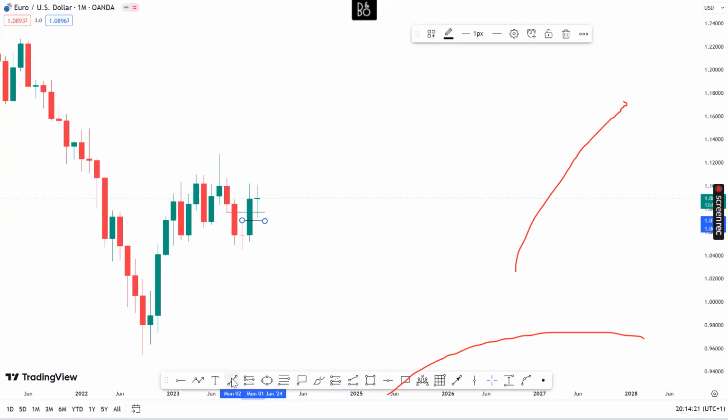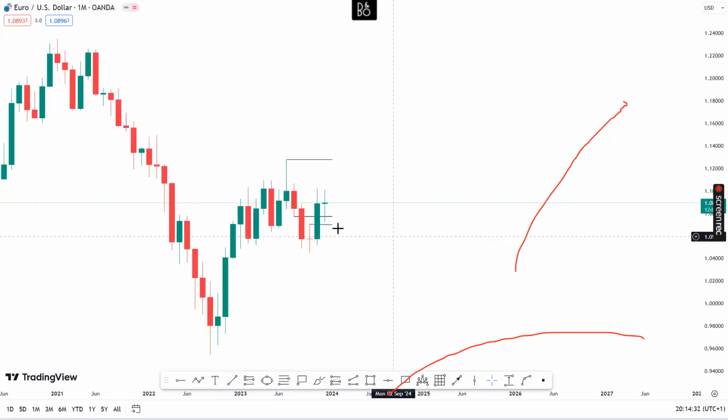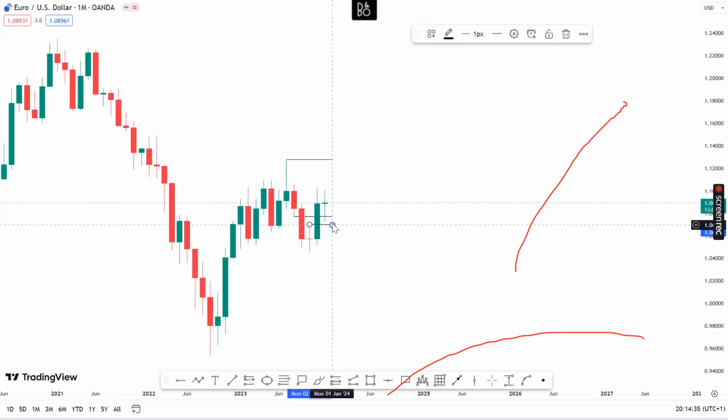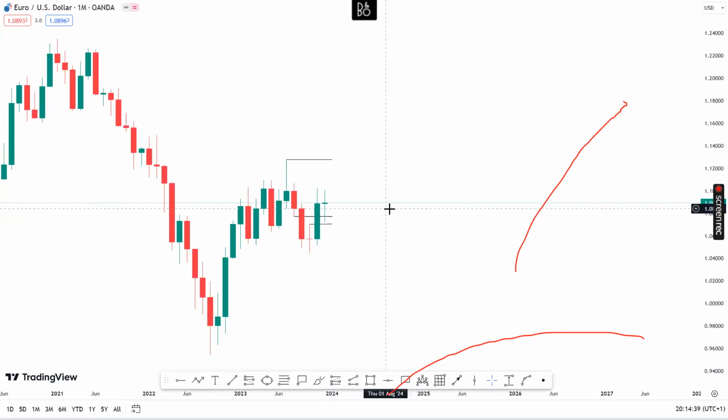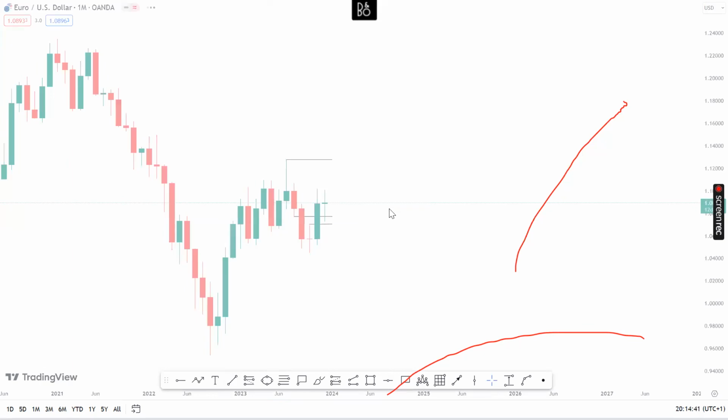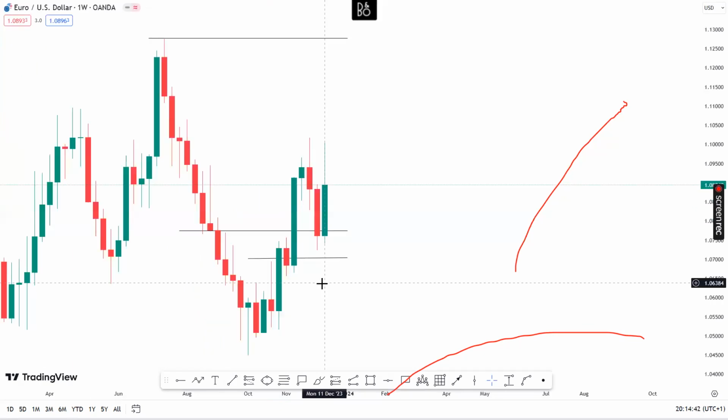And where is my next draw on liquidity? Should be this place. This high here should be my next draw on liquidity. So we have this inversion on the monthly. Let's go down to the weekly and see what we're going to get from the weekly.